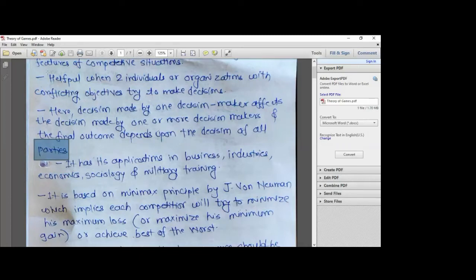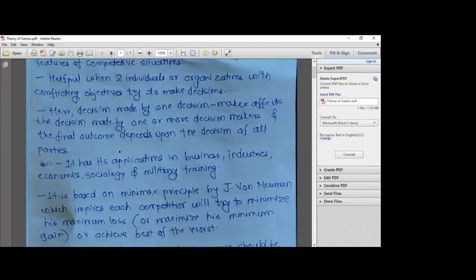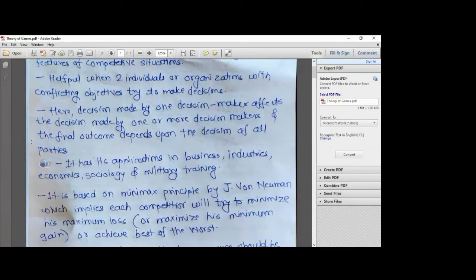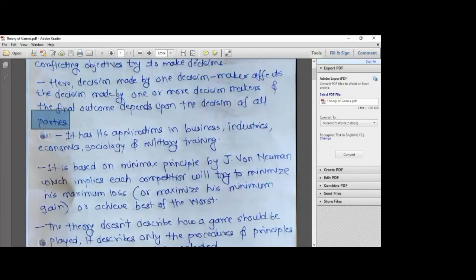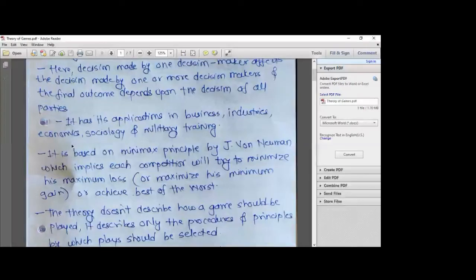I'm hoping that you are understanding how this is working. So there is more than one organization or individual who is trying to make a decision, right? And the decision made by one player is going to affect the decision made by the other players as well, and the final outcome of that particular play will depend upon the decisions of all the parties. This is very, very important, and you can say this is the basic assumption of game theory as well.